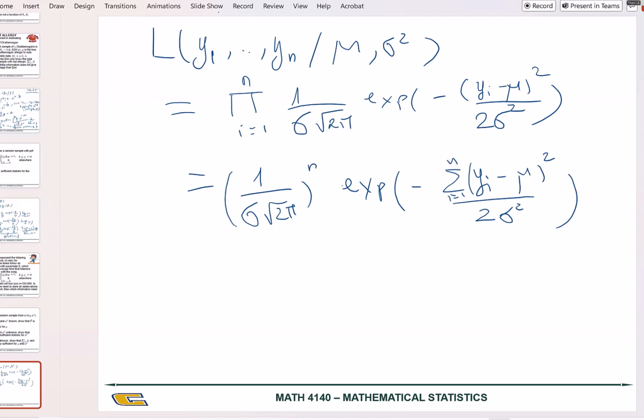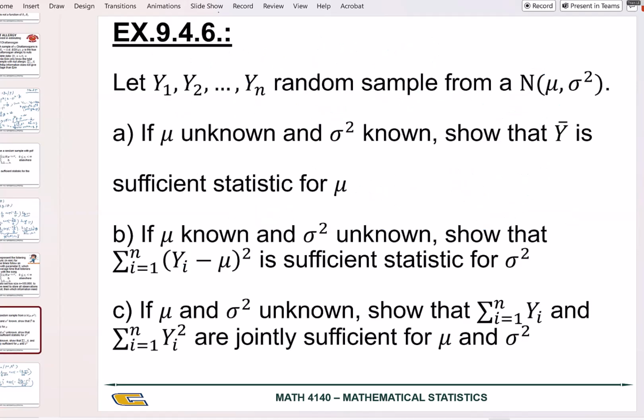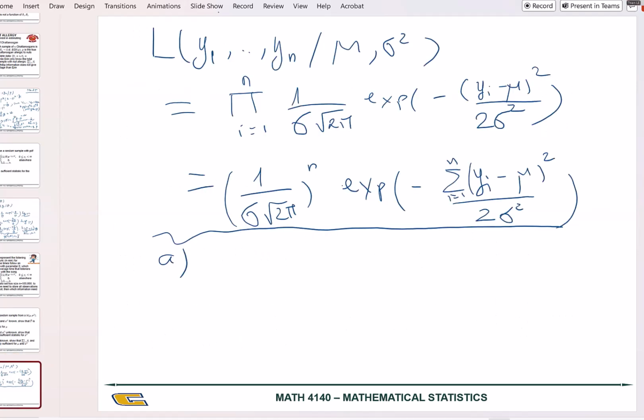Okay, so for the first case, part A, they said sigma square is known, right? So basically it may be equal to one, or 1, 2, 3, which is a fixed number, right? So at that time my likelihood function I can write like this.